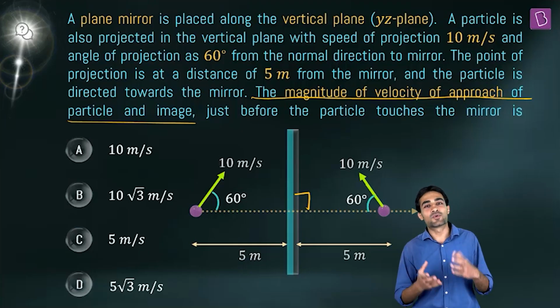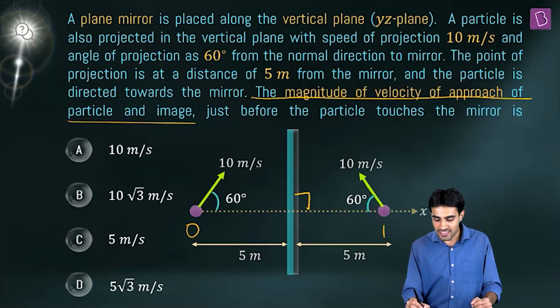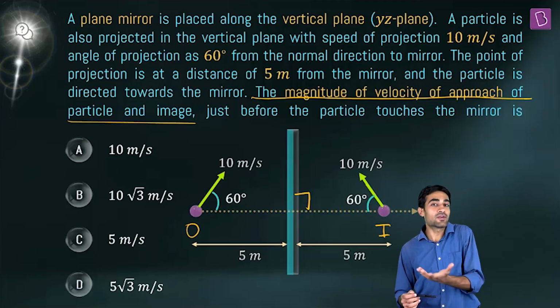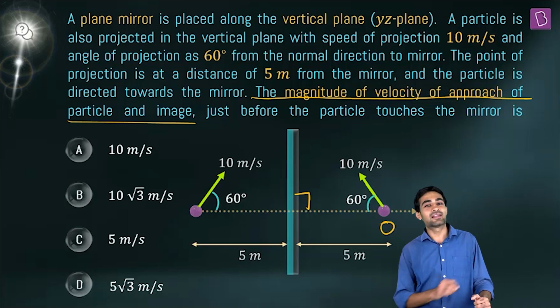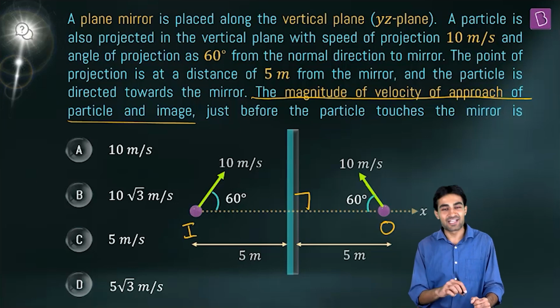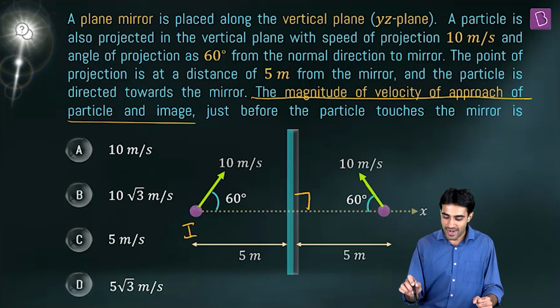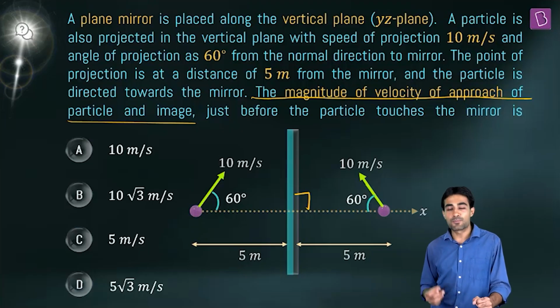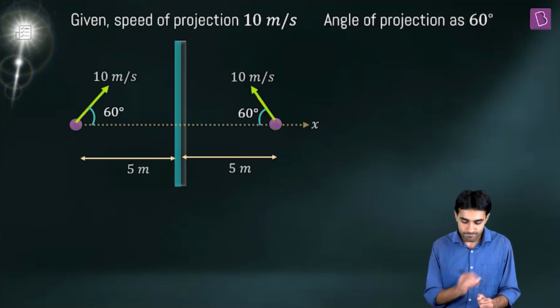Suppose both the sides were shiny. So you can take this particle as an object and this particle will be the image, or you can reverse that. So everything is symmetric. We can say if this particle is our object, this will be our image. One and the same thing. It doesn't matter. Now we have to find the magnitude of velocity of approach of particle and image. How to do that? Well, let's see.